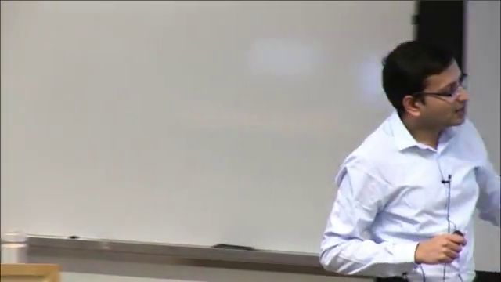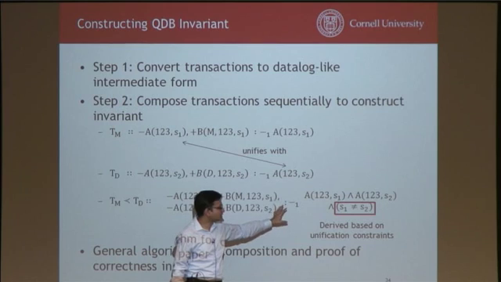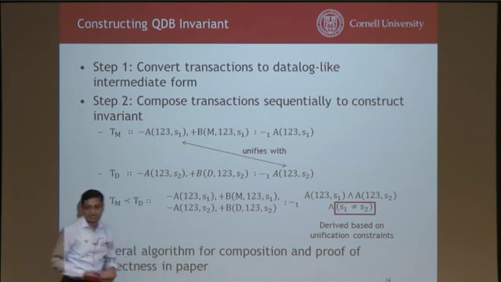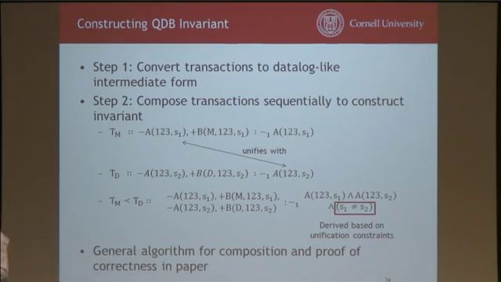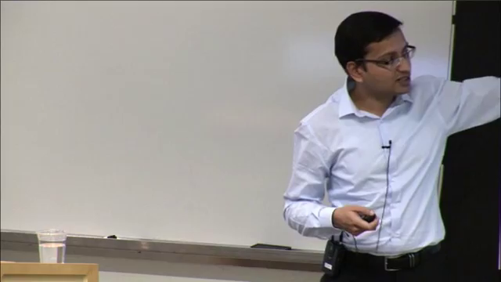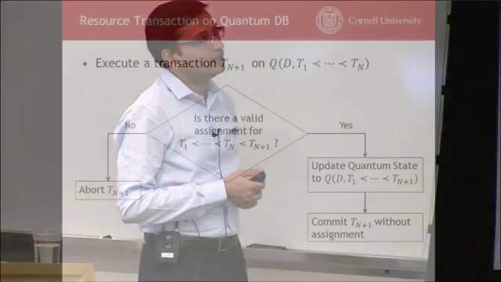So let me just point out that now that we have this composed transaction, as long as the body of this composed transaction has a valid grounding over the database, we are sure that this sequence of transactions can commit. So that was the original goal of constructing this invariant.